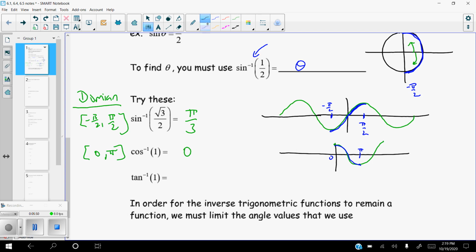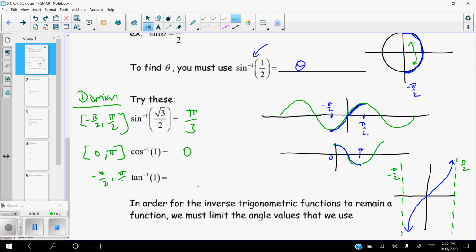And then tangent, I have to do a little more vertical here because tangent, if you remember correctly, looks like this. And it's got asymptotes at the pi halves. So this would be negative pi halves, excuse me, and that would be pi halves. So as you can see, tangent already has all of its positive and negative values in that range. So it's also going to have the same domain as sine with one exception. Sine can include the pi halves. Tangent cannot include the pi halves, and that's because those are asymptotes.